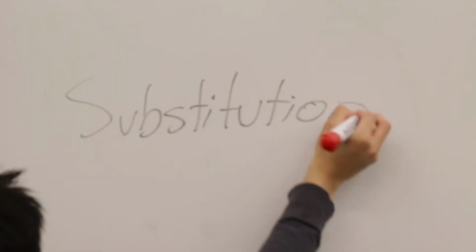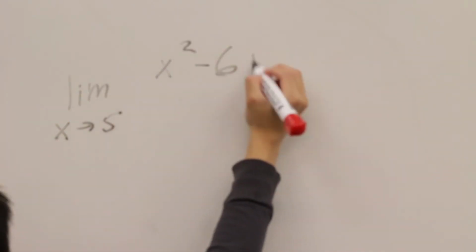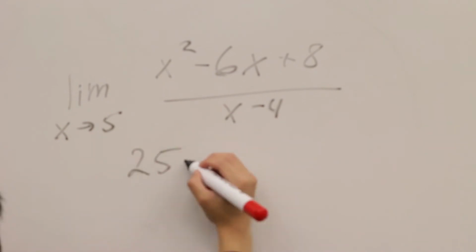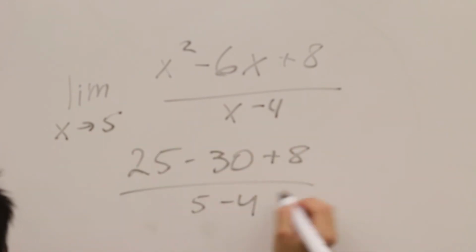Substitution is the first method. To find the limit of the function, plug the x value in, that is below the limit sign, into the function, and as long as the denominator is not 0, then you have a limit.